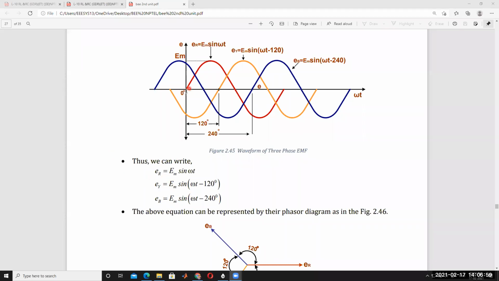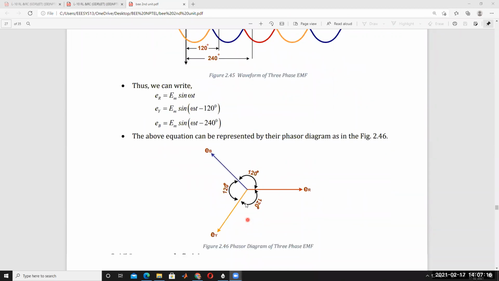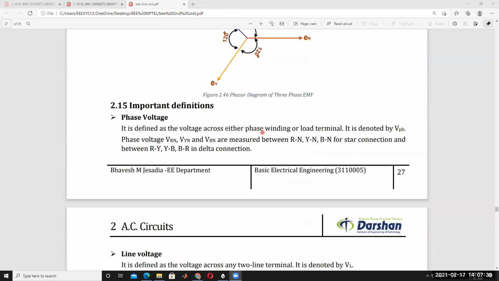If R phase starts from 0 degrees, then ER is equal to EM sin omega t minus 0 degrees. EY is equal to EM sin omega t minus 120 degrees. EB is equal to EM sin omega t minus 240 degrees. So these are the different voltage equations, and according to that, the phasor diagrams. Okay, ER, like this, and EY with 120 degrees displacement, and EB with 240 degrees displacement, in the anti-clockwise direction from ER. So EB is equal to EM sin omega t plus 240 also. Okay. So this is the phasor diagram of the three-phase circuit.